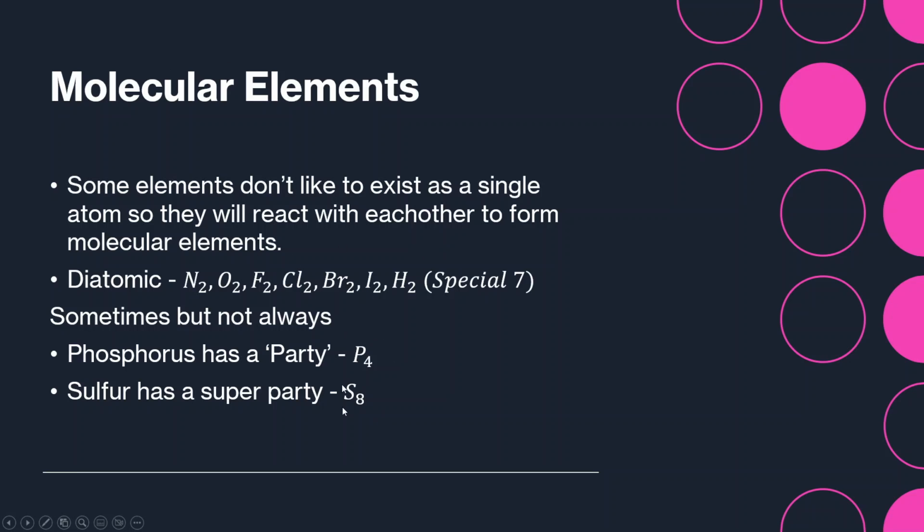Now, these other ones are sometimes, but not always. You will see them, but they're not always in a molecular state. So, phosphorus and sulfur. Phosphorus is often written as P4, sulfur written as S8. How I remember this is phosphorus has a party with 4 of its friends, whereas sulfur has a super party. It has 8 of its friends, double the size of phosphorus's party. So you do need to be aware of and have those memorized as well.